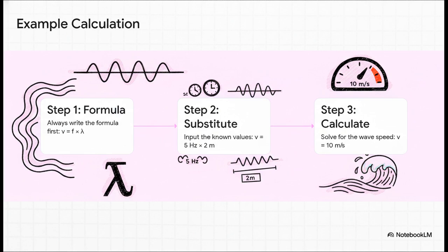V equals f times lambda. Step 2, plug in the numbers we know. So v equals 5 times 2. Step 3, do the math. The wave speed v is 10 meters per second. See, not so scary at all.